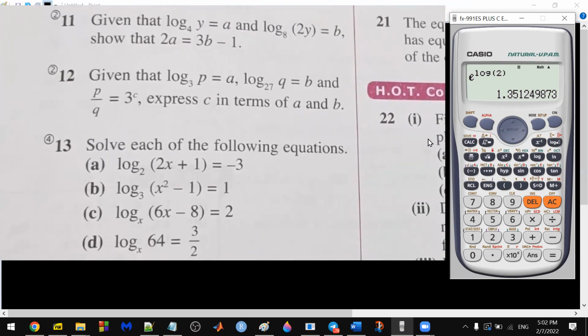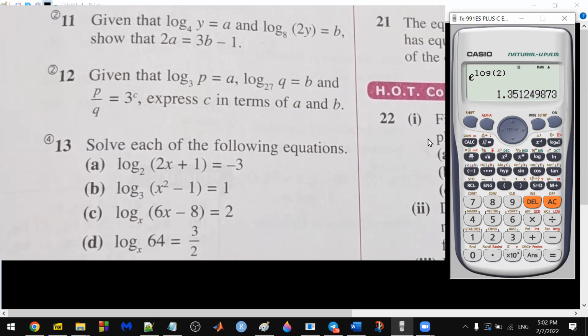Given that you can try it again, and if you want to write it down formally, yeah. But you got the correct answer already. Okay, question 11. Given that log y of base 4 equals to a and log 2y base 8 equals to b, show that 2a equals to 3b minus 1.